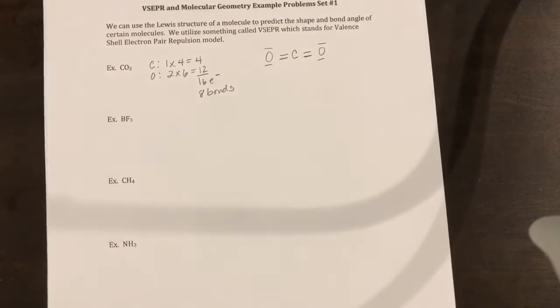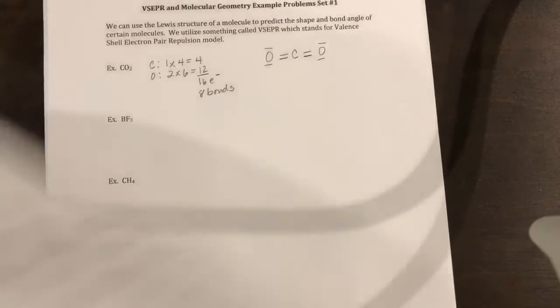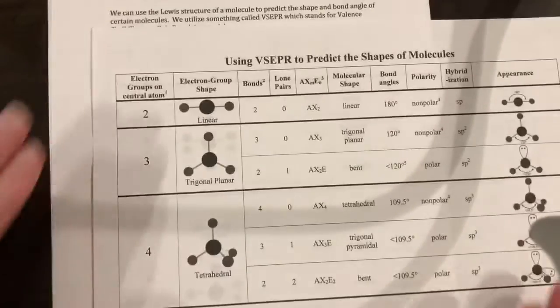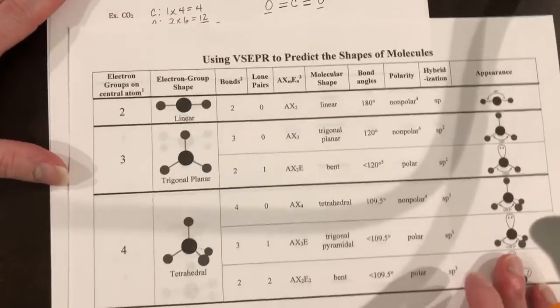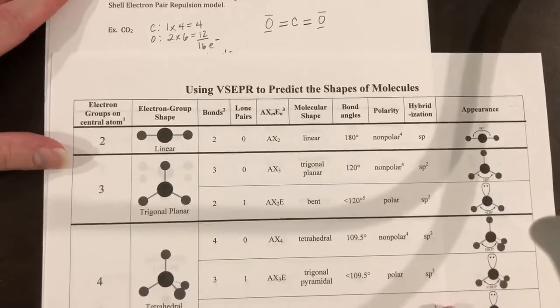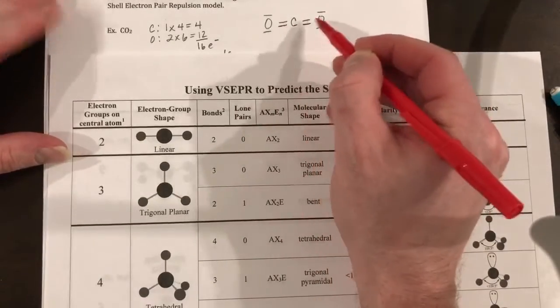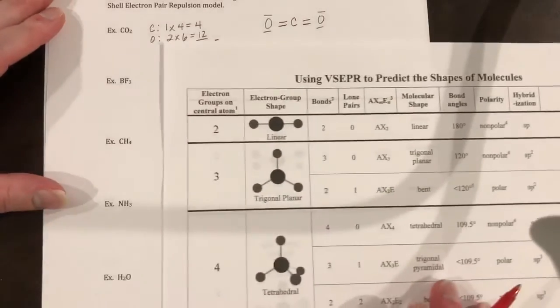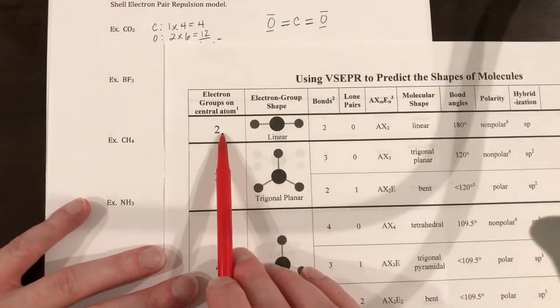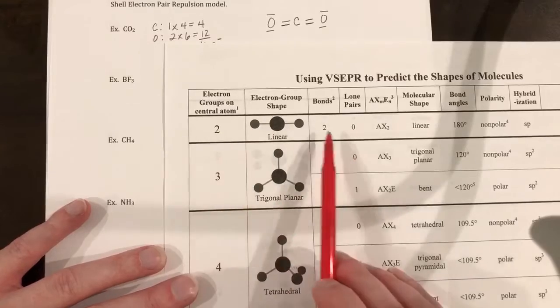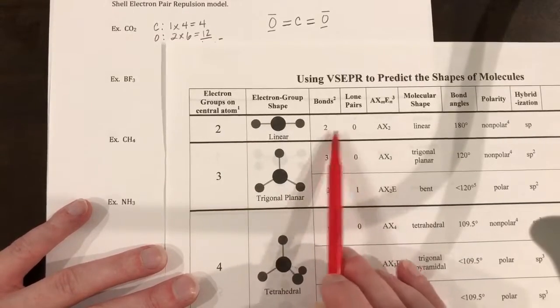Okay, so we're gonna go to our little chart thing. Okay, and we're gonna look at the central atom. Okay, so our carbon is gonna be our central atom. It has what we call 2 bonding domains. Okay, so we look at the bonding domains. Okay, so it has 2 bonding domains and 0 lone pairs.